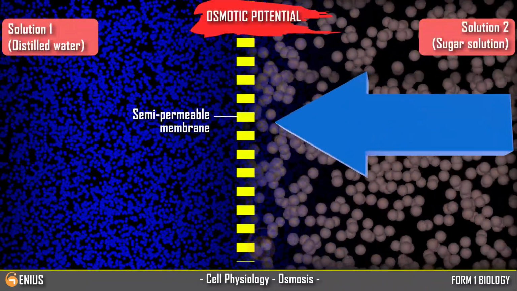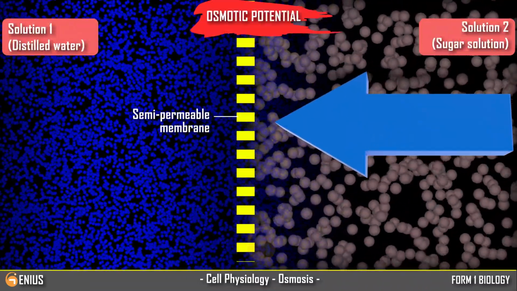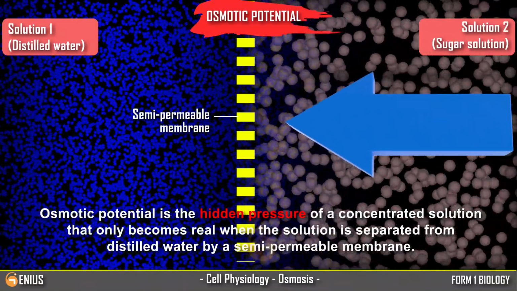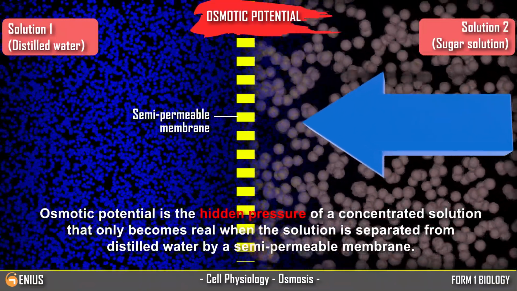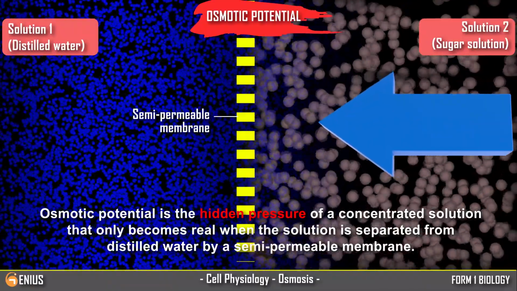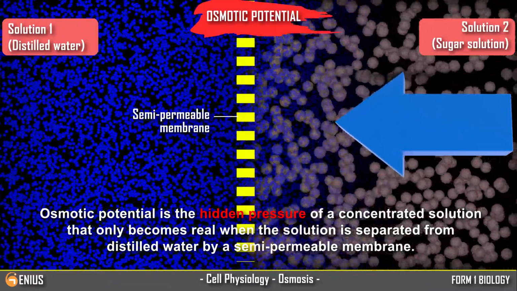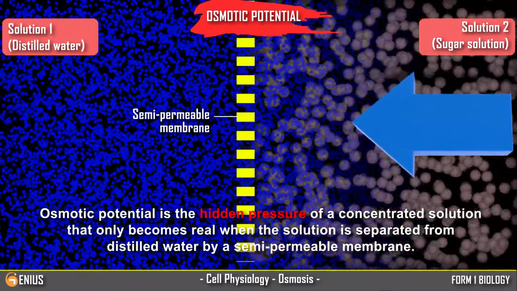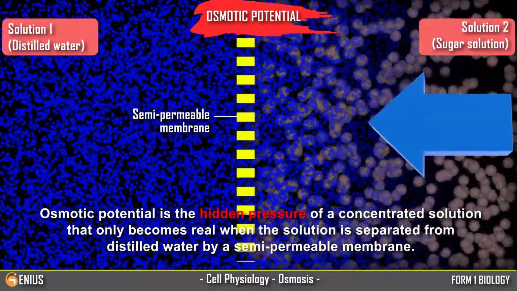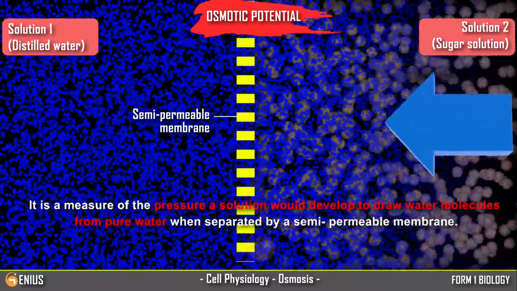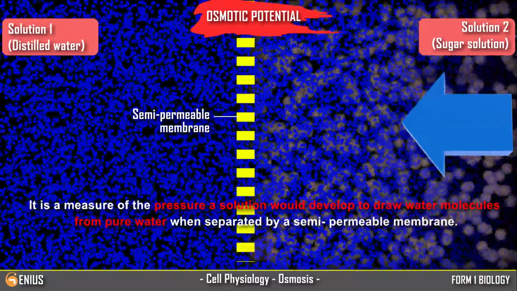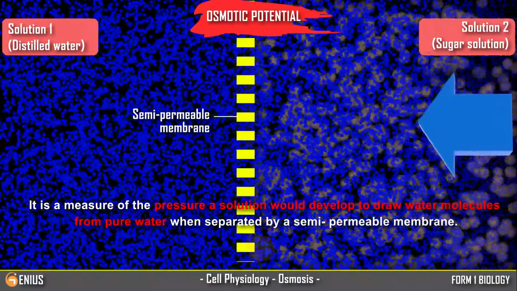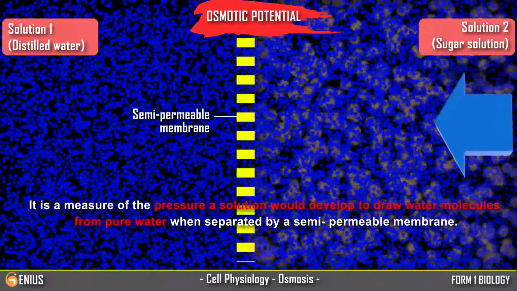Osmotic potential. Osmotic potential is the hidden pressure of a concentrated solution that only becomes real when the solution is separated from distilled water by a semipermeable membrane. It is a measure of the pressure a solution would develop to draw water molecules from pure water when separated by a semipermeable membrane.